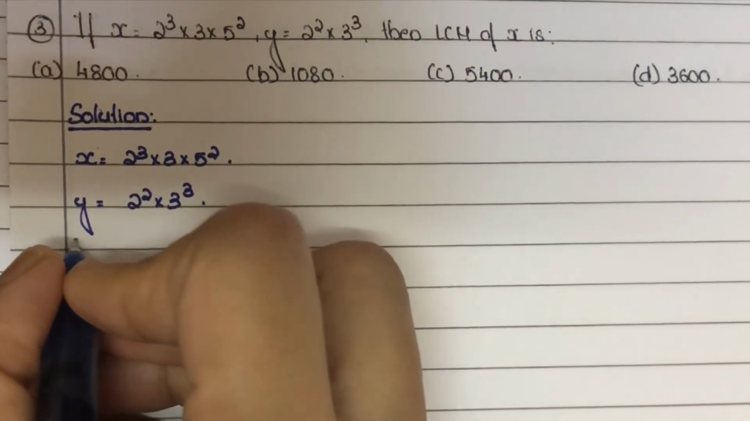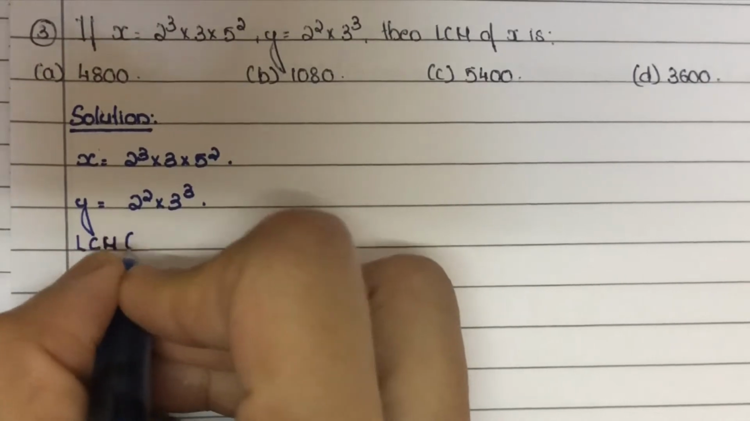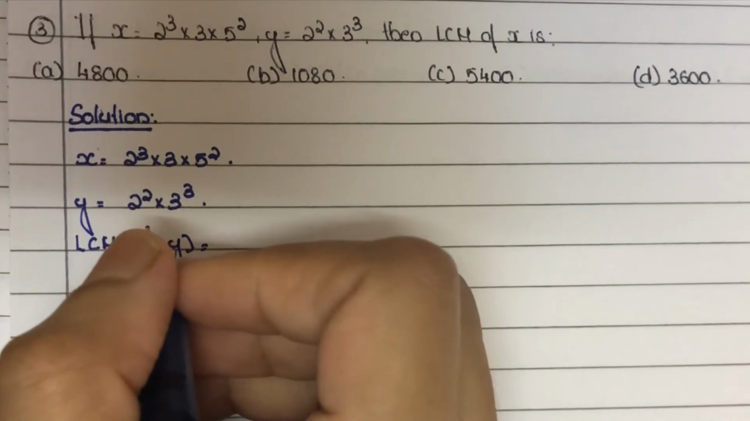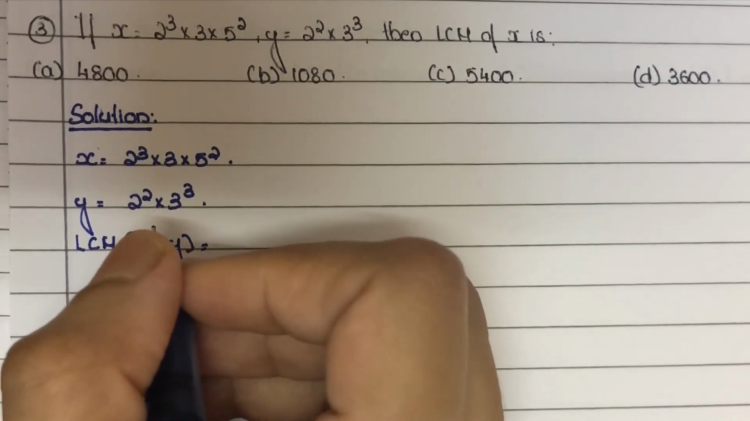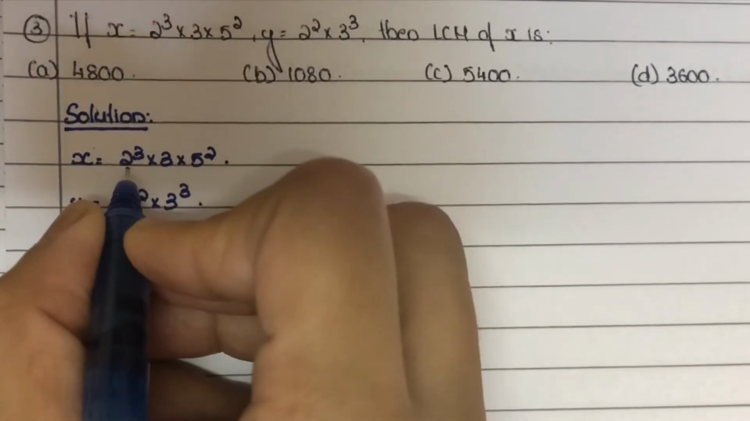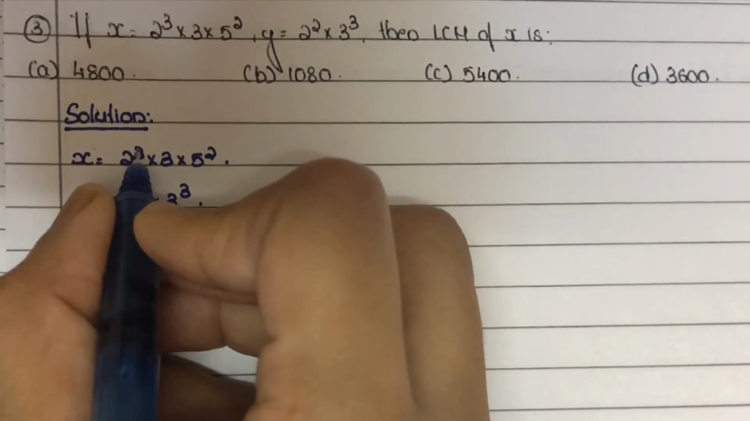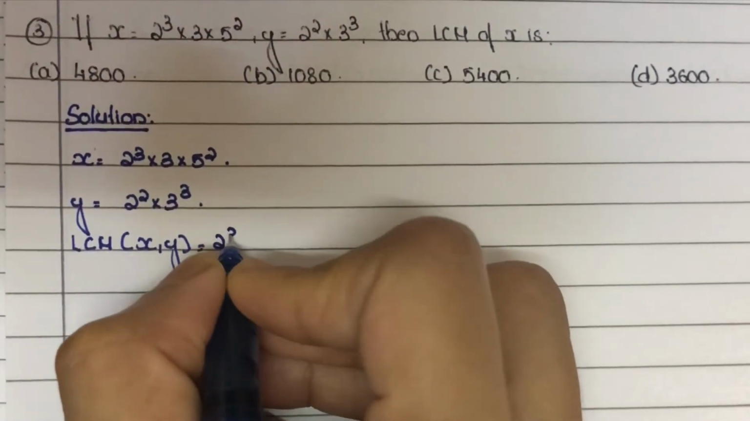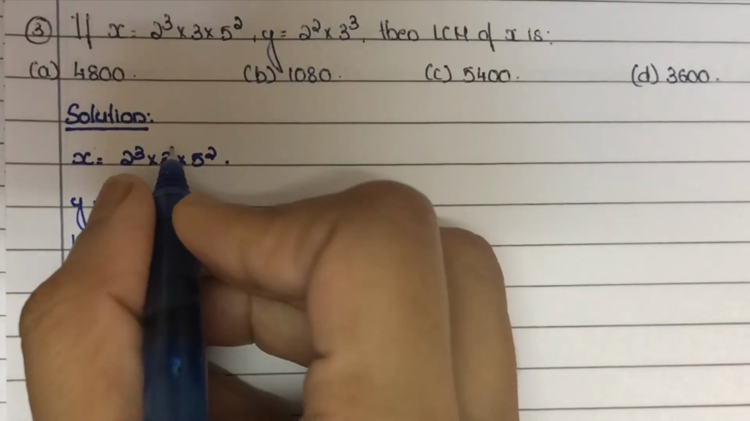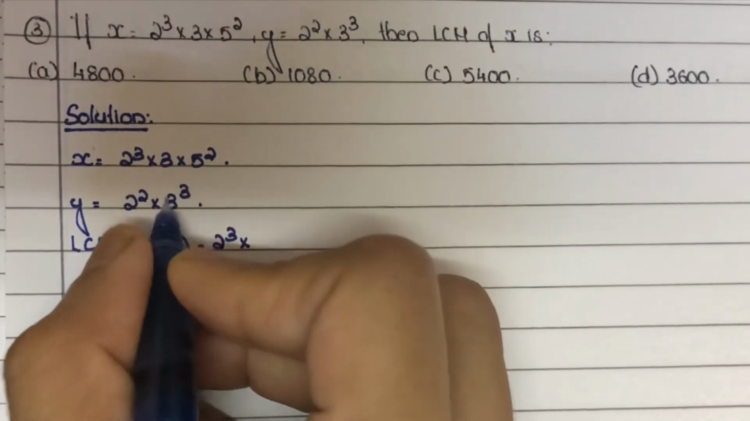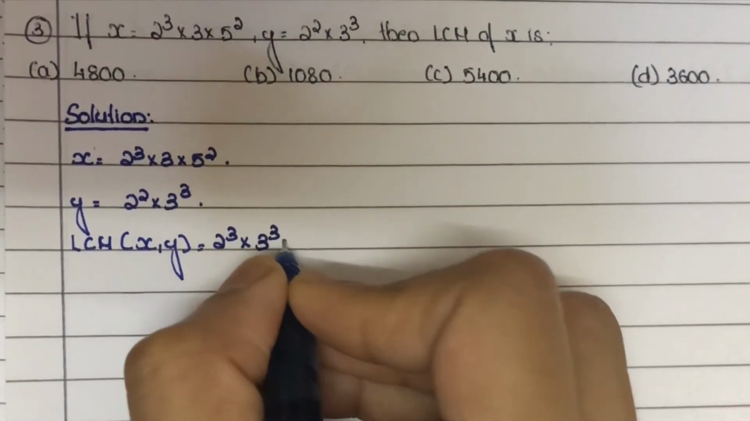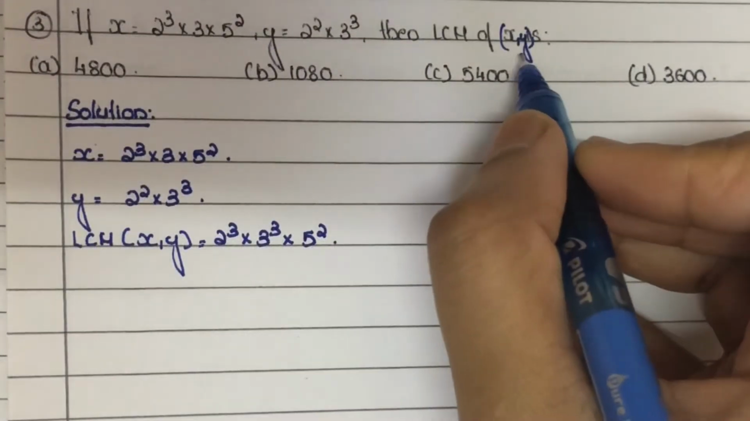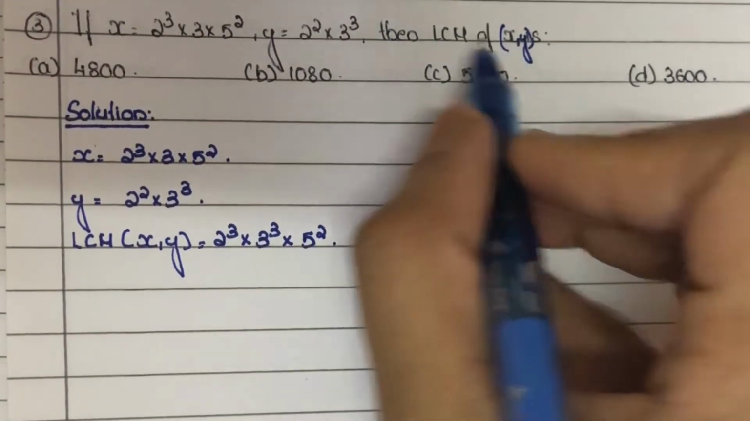Next, find out the LCM of x, y. What is LCM? LCM is the product of the highest power of each factor involved. First factor 2. Which one is the highest power? Here 2 raised to 3 and 2 raised to 2. 2 raised to 3 is the highest power. So 2 raised to 3 into 3, here the power is 1, here 3 raised to 3. So 3 raised to 3 into 5 raised to 2. Sorry, the question is to find out the LCM of x, y. Okay.